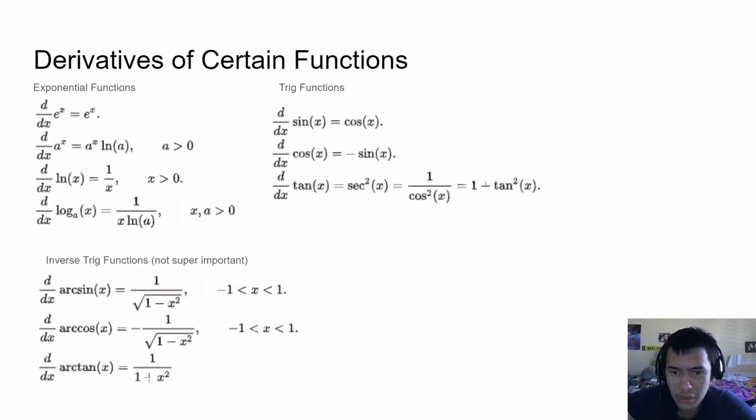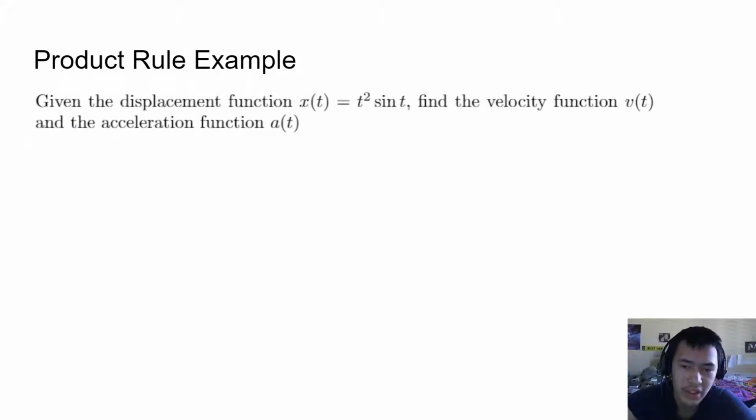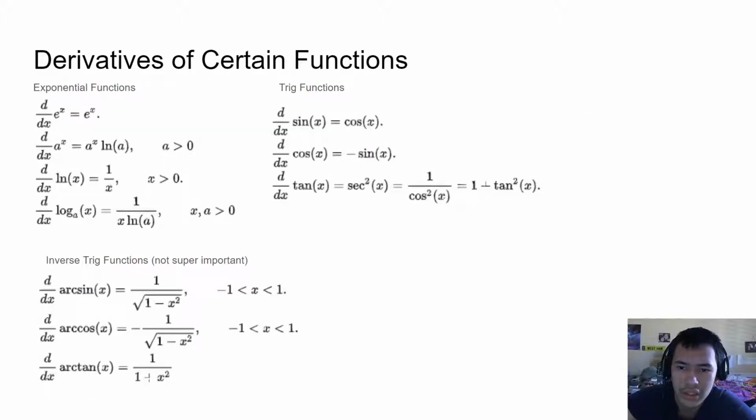Now, we're going to do a few examples. Our first one: given the displacement function x of t equals t squared sine of t, find the velocity function v of t and the acceleration function a of t. Now here you're going to just use the product rule and the derivatives from the last section. Although I guess I should go back and let you look at that a little longer here. Now just pause and take a moment to look through them so you know what you're dealing with.